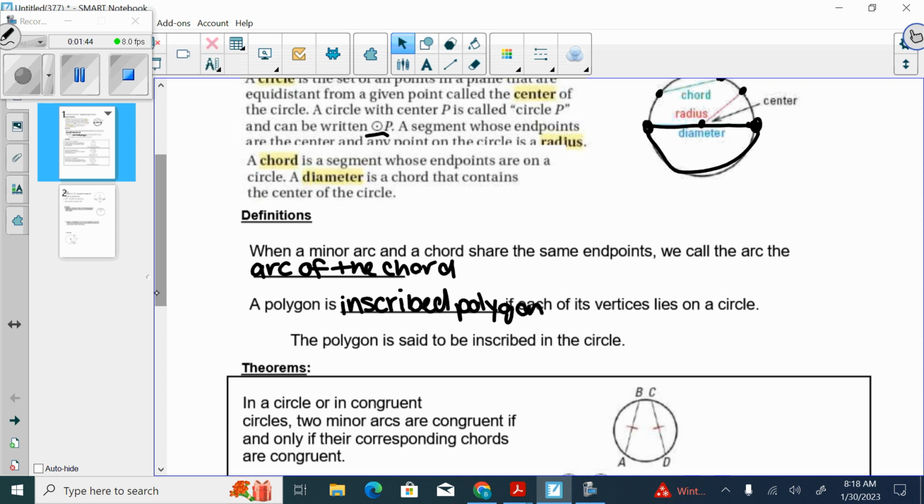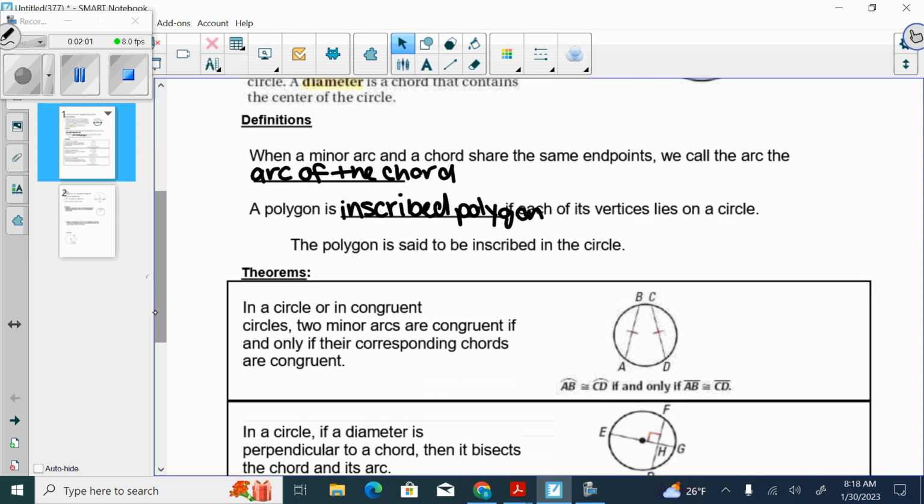So if you guys remember, also on 6.1, we had a circle that had some sort of shape on the outside, right? And that was circumscribed if all those lines were tangent to the circle. But they're saying the opposite here. They're saying that you have some circle with some sort of shape inside of it. Then that shape has been inscribed in the circle. Okay?